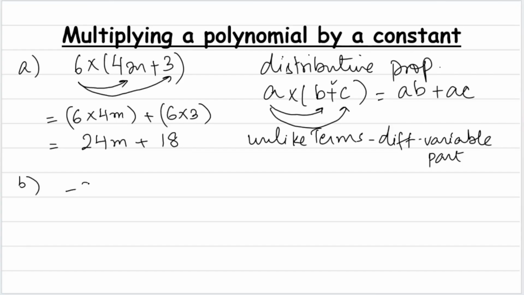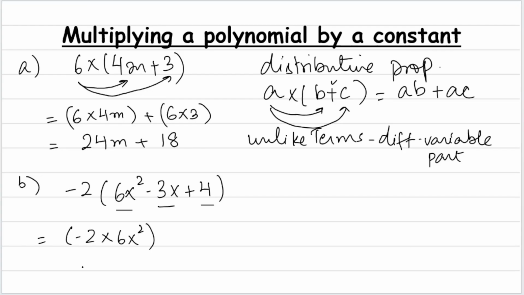So negative 2 multiplied by 6x square minus 3x plus 4. Now, this negative 2 is a constant, and this is my polynomial inside the bracket. In fact, it's a trinomial. Why trinomial? I have three terms: this, this, and this. Let's multiply negative 2 with all the terms inside the parenthesis. So, negative 2 will be multiplied by 6x square. Then I will put this minus sign.